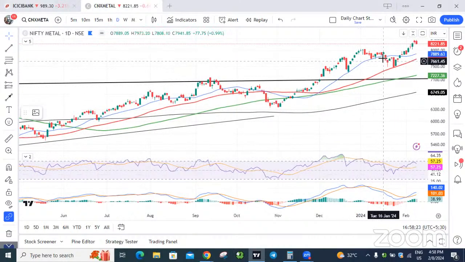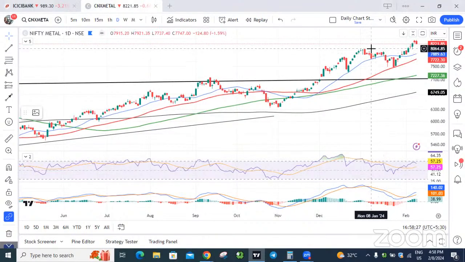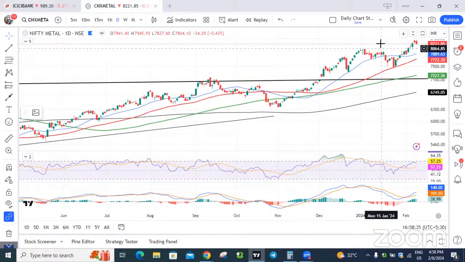One should follow a cautious approach in Nifty Metal. If it closes below the 8,000 level, it might test its 50 DMA, which is around the 7,700 level. And right now on the price action side, there is no such weakness in the Nifty Metal.